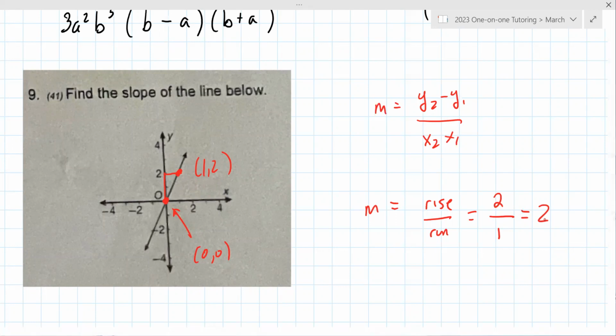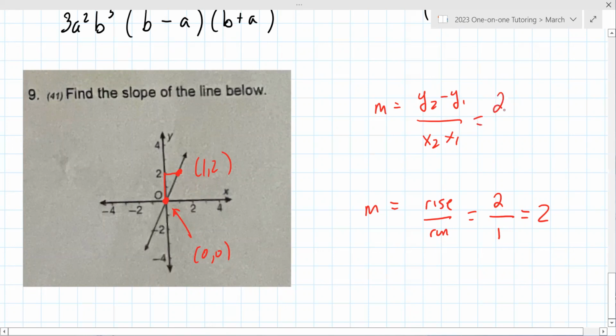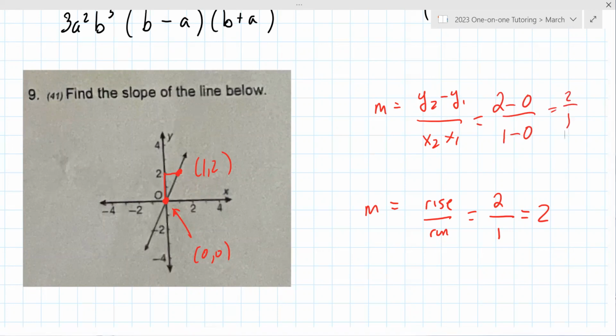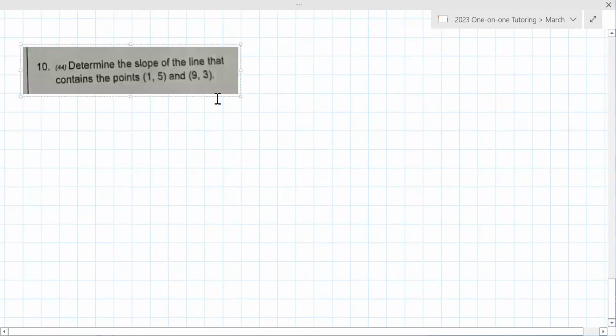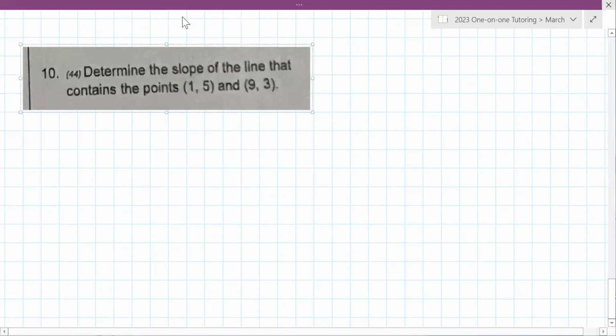Right. Okay. And you can use the points that I have here in the formula. That'll work out exactly the same. I mean, it's 2 minus 0 over 1 minus 0. It's still 2 over 1. When you're given the graph, it's better to use rise over run. But for example, number 10 does not give you a graph. It just says to find the slope. So this time you have to use the slope formula.